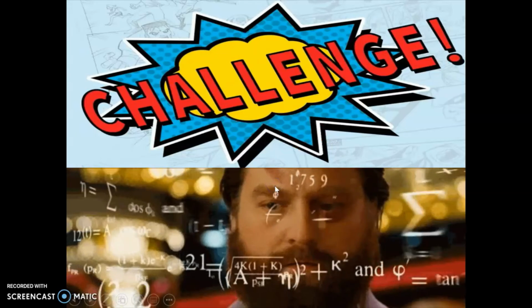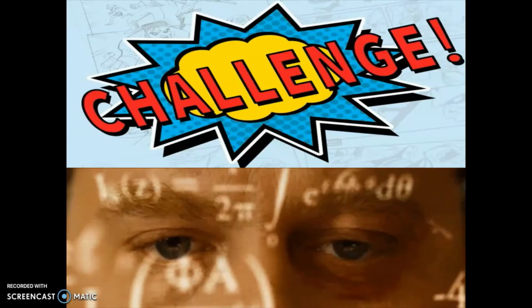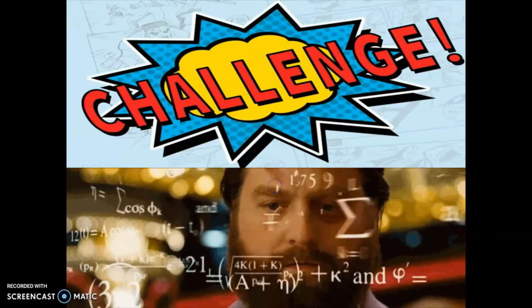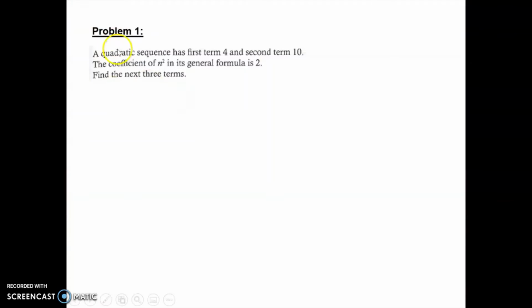Now let's jump to the challenge problems that we began during our lesson. They are in your packet of problems, and we're going to try those now together. Problem 1 was this one. We have a quadratic sequence which has a first term 4 and second term 10. The coefficient of n squared is 2. That's a big hint here. Okay, what are the next 3 terms?